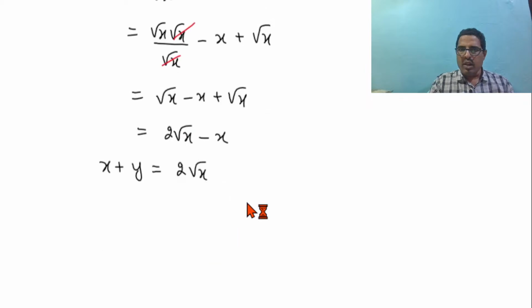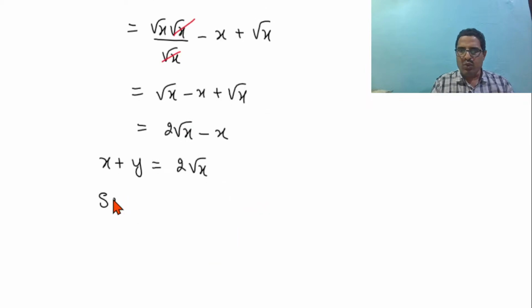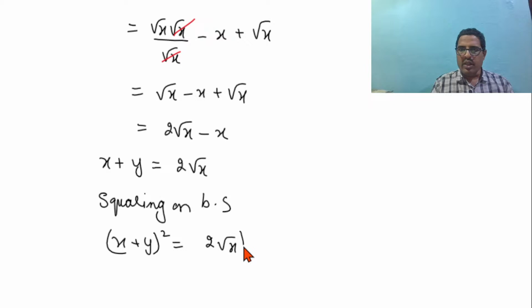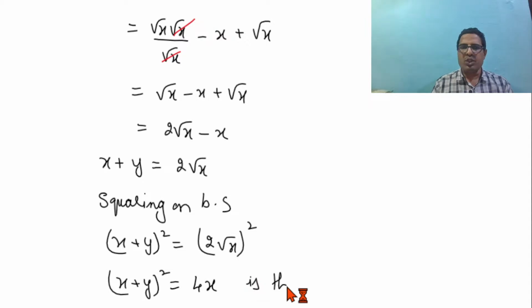Now, to eliminate this square root, you can square on both sides. If you square on both sides, you get x plus y whole square equals 2 root of x whole square. Further, you can rewrite this as x plus y whole square equals 4x, since 2 square becomes 4 and root of x whole square becomes x. So, this gives you the singular solution. This is the singular solution.